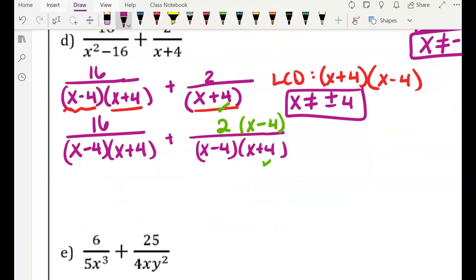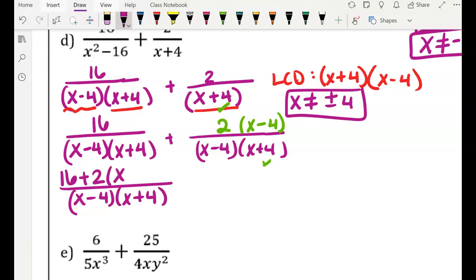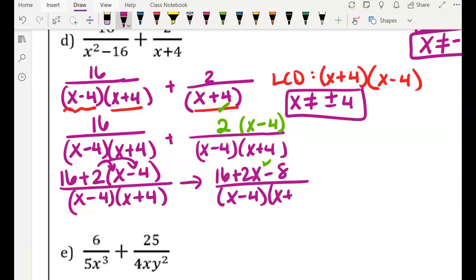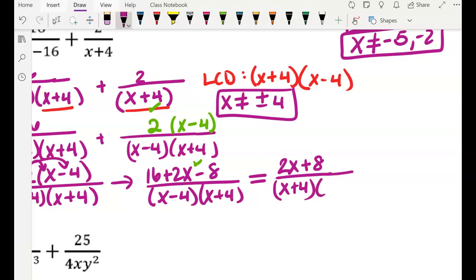Now we are going to drop the LCD back, okay, but now we only need one fraction because we are just going to combine the numerator. But we have to simplify because let's distribute the 2 times x and 2 times minus 4. So 16 plus 2x, 2 times negative 4 is negative 8, okay, over your LCD. Now we are going to reduce, okay, the 2x is by itself, so keep it. 16 minus 8 is going to be a positive 8. And then drop down your LCD. Remember, x minus 4 and x plus 4, you can write them in any order.